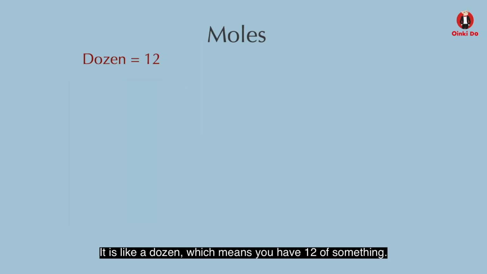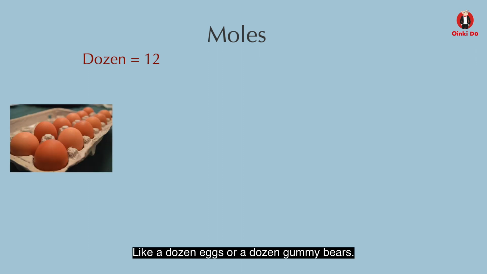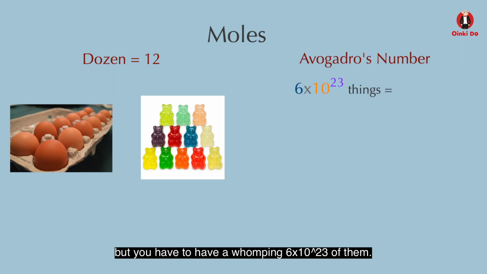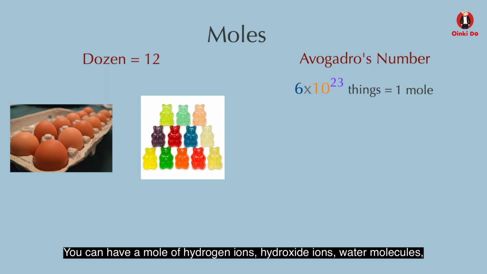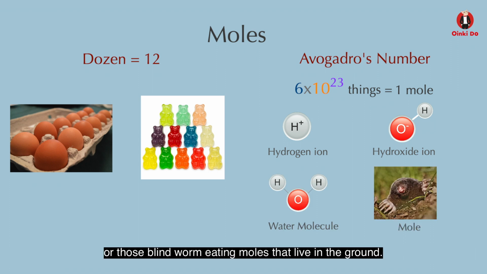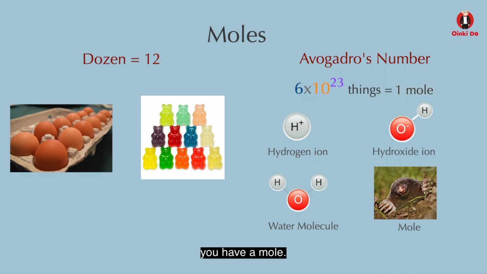It is like a dozen, which means you have 12 of something, like a dozen eggs or a dozen gummy bears. Avogadro's number doesn't care what you have, but you have to have a whopping 6 times 10 to the 23 of them. If you have that many, it is called a mole. You can have a mole of hydrogen ions, hydroxide ions, water molecules, or those blind worm-eating moles that live in the ground. As long as there are 6 times 10 to the 23 of them, you have a mole.